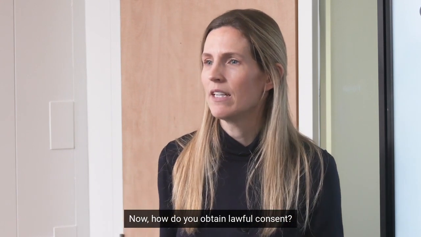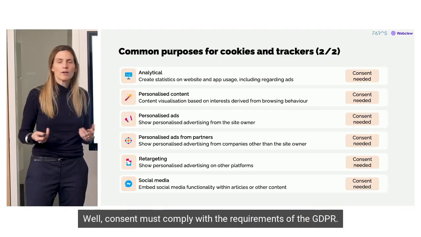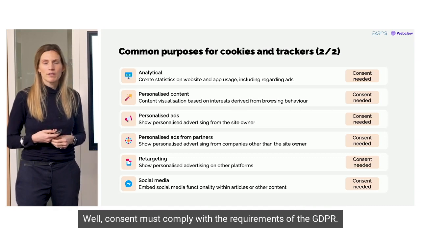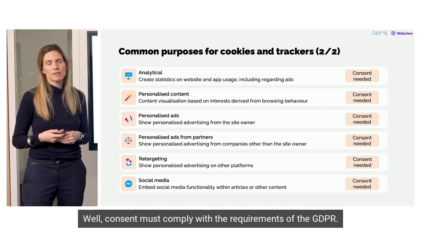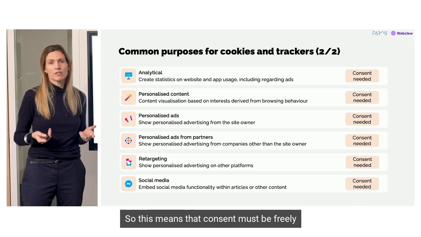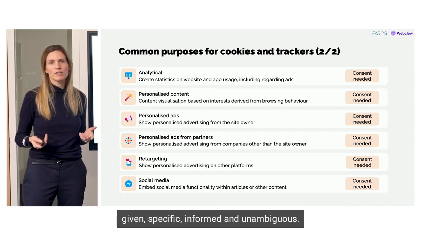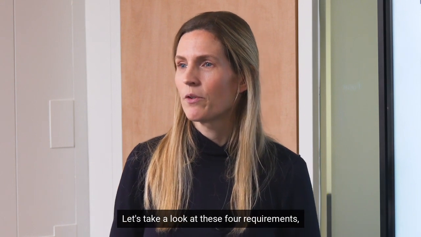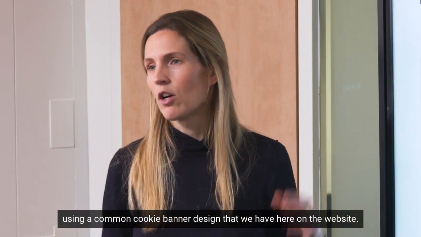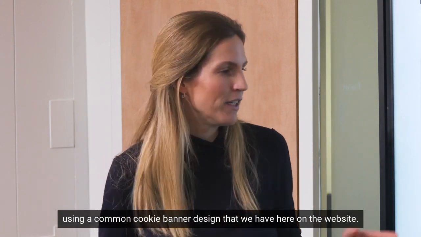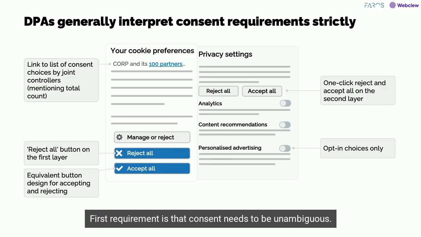Now, how do you obtain lawful consent? Well, consent must comply with the requirements of the GDPR. So this means that consent must be freely given, specific, informed, and unambiguous. Let's take a look at these 4 requirements using a common cookie banner design that we have here on the website. First requirement is that consent needs to be unambiguous.